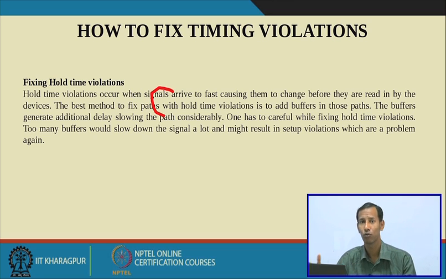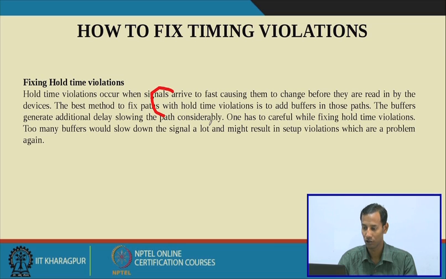So I have to synchronize that, so the clock will arrive a little bit later, so that I can fix the corresponding hold time violation. So the buffers generate additional delay, slowing the path considerably, and one has to be careful while fixing the hold time violations. Too many buffers would slow down the signal a lot and may result in a setup violation, which obviously is a problem again. Okay, so what is your requirement?